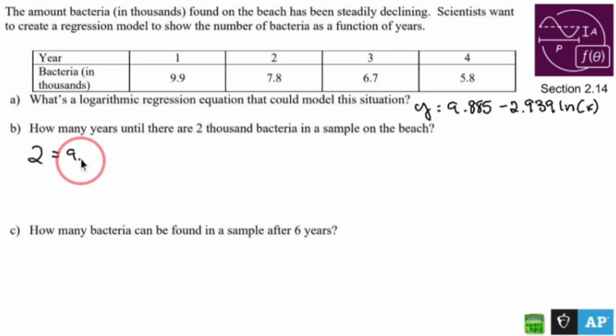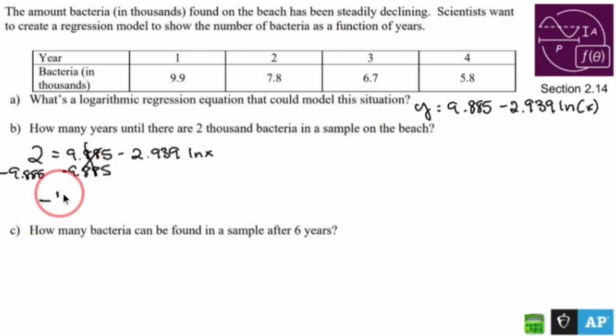So let's do that. 2 equals 9.885 minus 2.939 ln of x. I'm going to subtract 9.885 from both sides. Don't need a calculator quite yet. I can handle this one. Negative 7.885 is going to equal negative 2.939 ln of x.